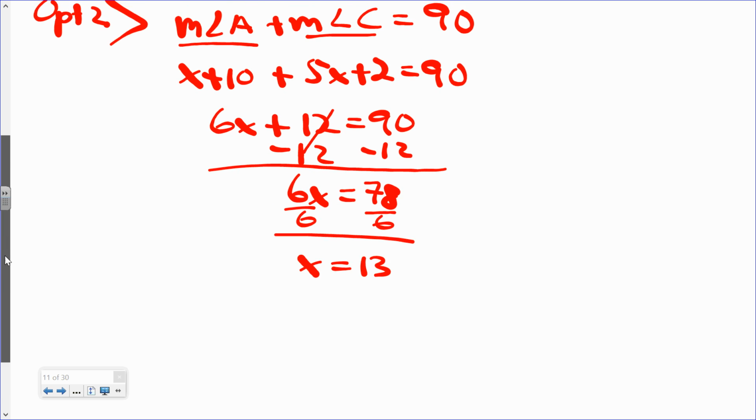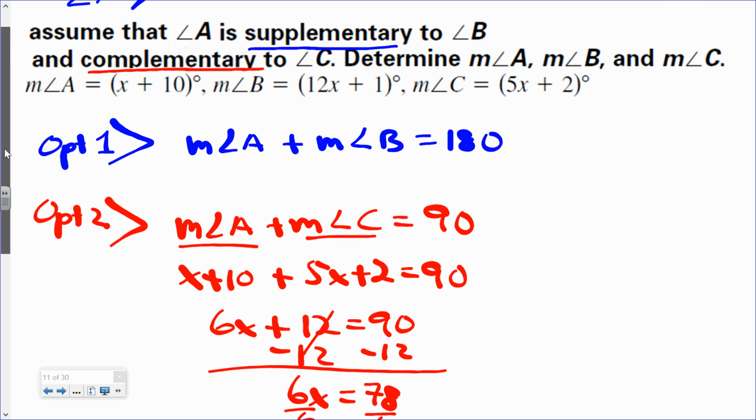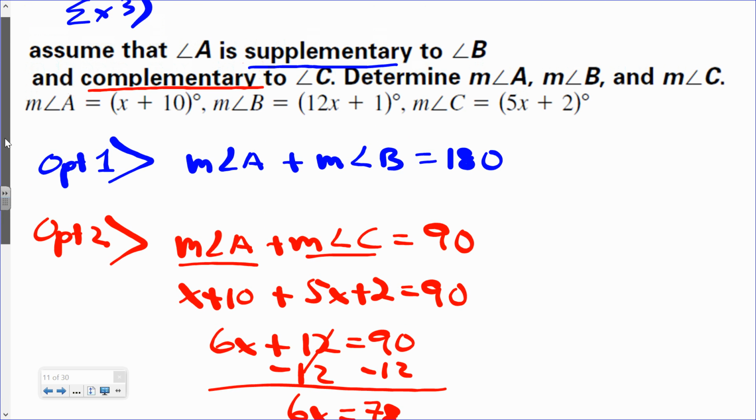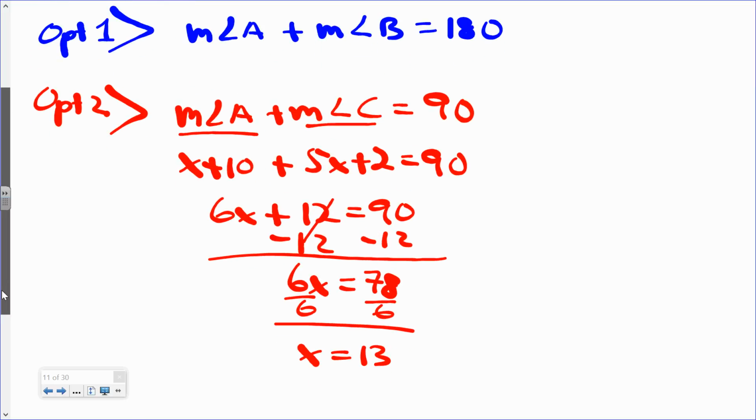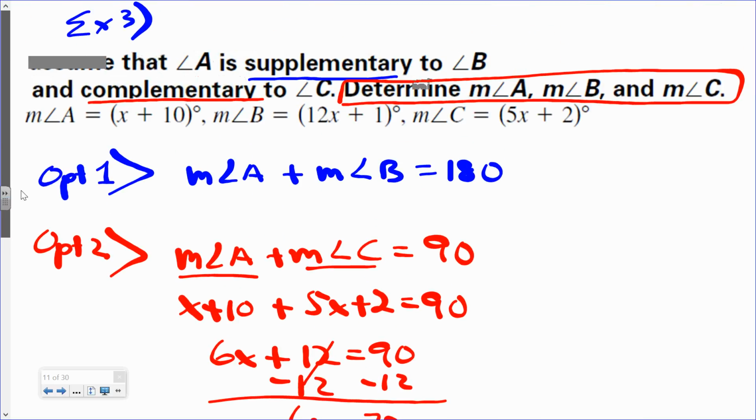Let's not get all happy because the mission is actually now, remember? This is the mission. We found x. Now we've got to find the measure of every angle. Each expression, remember the word expression? Here's an expression, here's an expression, here's an expression. So we know what x is, we're ready to rock and roll. Ready?